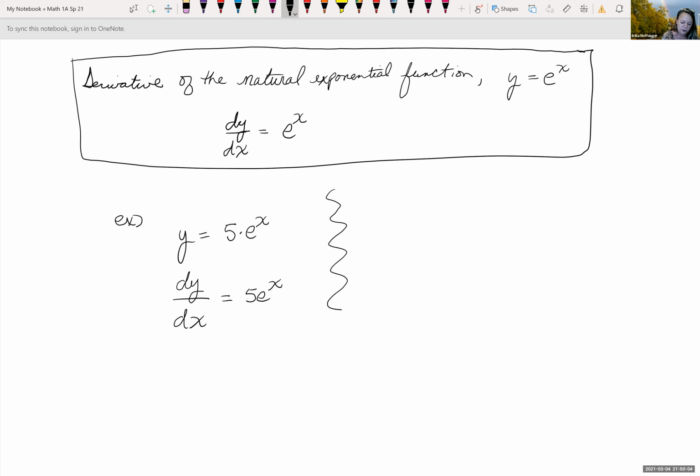Let's show that it's the same thing using the product rule. So let's say, and this is overkill for this problem, we use the product rule to find the derivative dy dx.